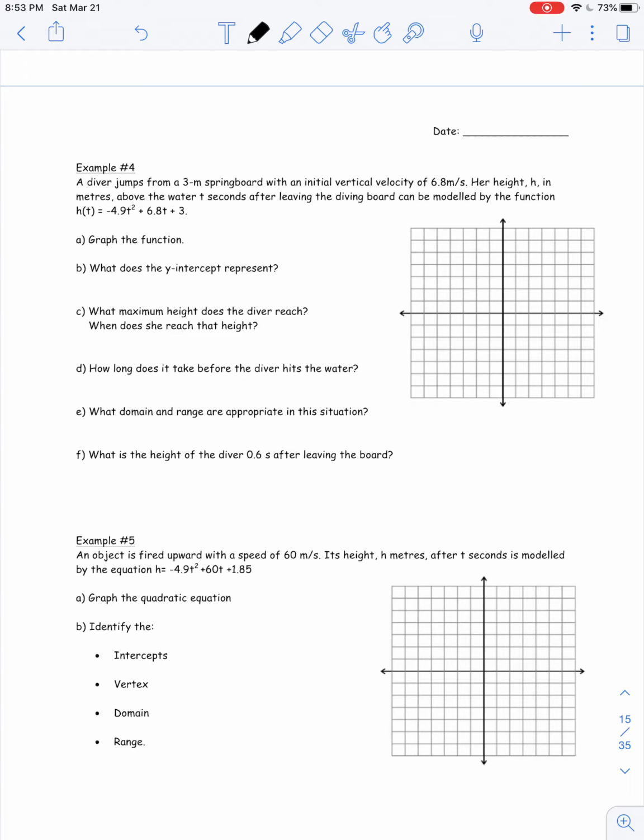The only thing we can do right now, just by looking at the equation, is the y-intercept. The y-intercept is always the constant in standard form, and that's going to be equal to 3. And if you look at the situation, that matches how high the diving board is off the water. So that's what the y-intercept represents. It is the height of the diving board.